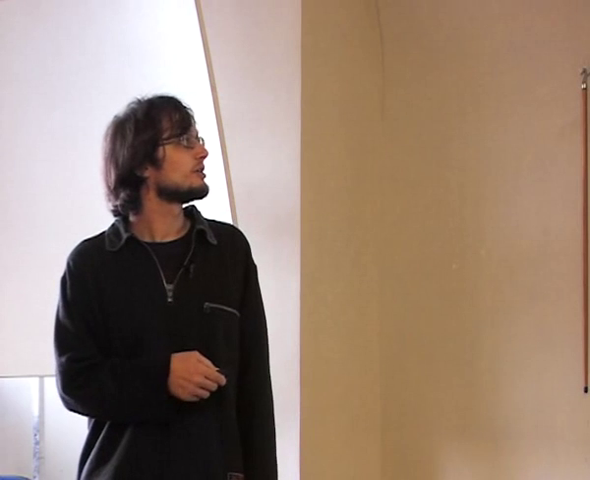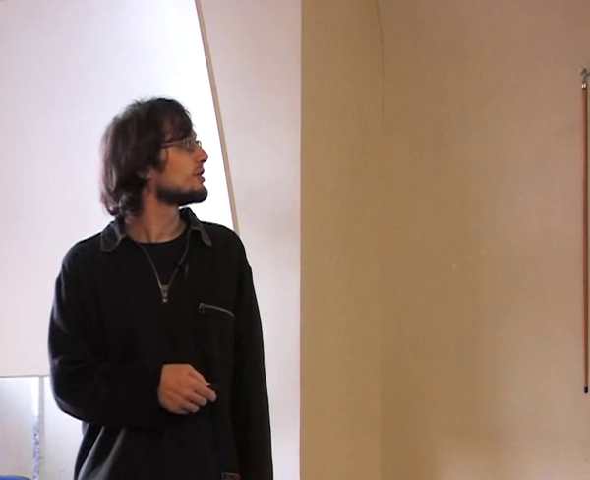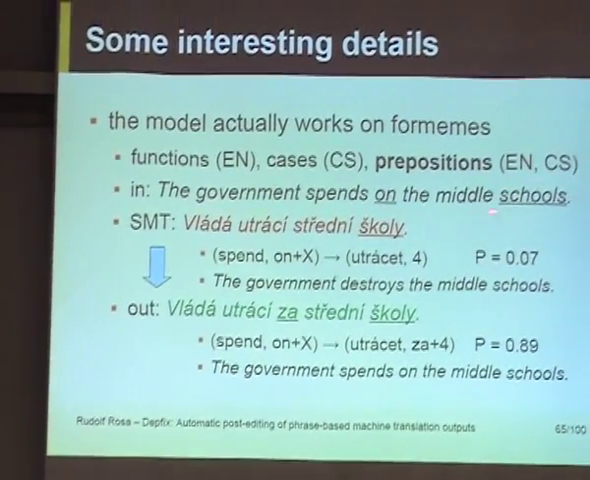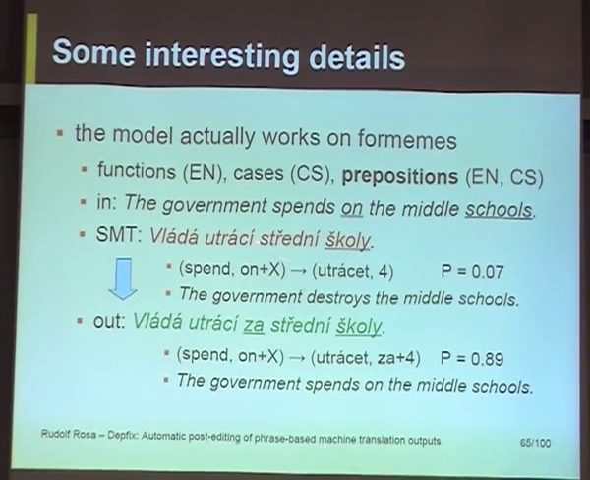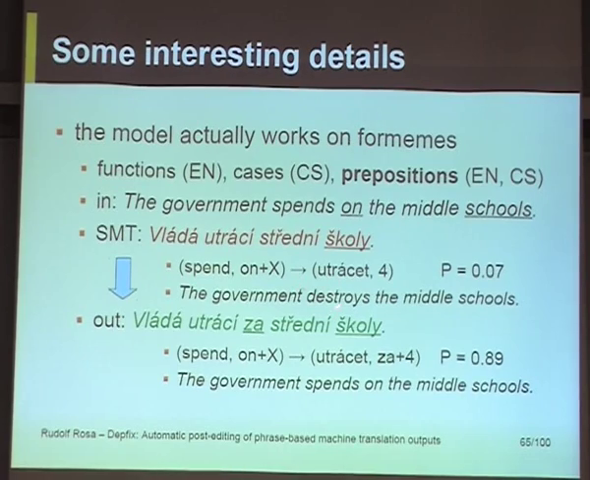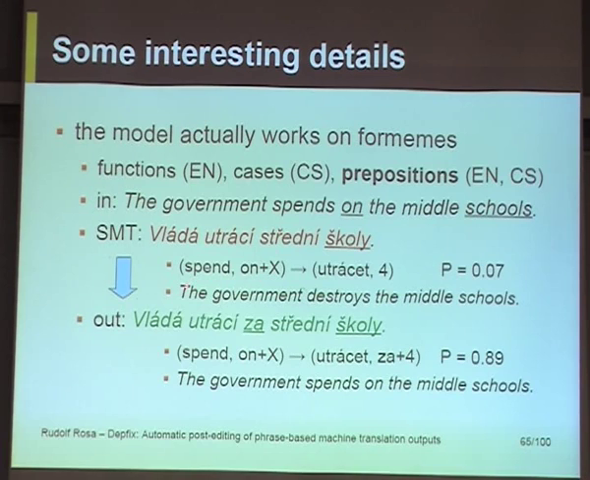Yeah, some details about what we do. So it's what I said. It works on form use. So we can also generate and delete a preposition like "the government spends on the middle schools", where we got "vláda utrácí střední školy", which means something like the government destroys the middle schools. But again, we can identify the head argument pair. So in English it's "spent on", and in Czech it's "utrácet" and the fourth case, the accusative case.